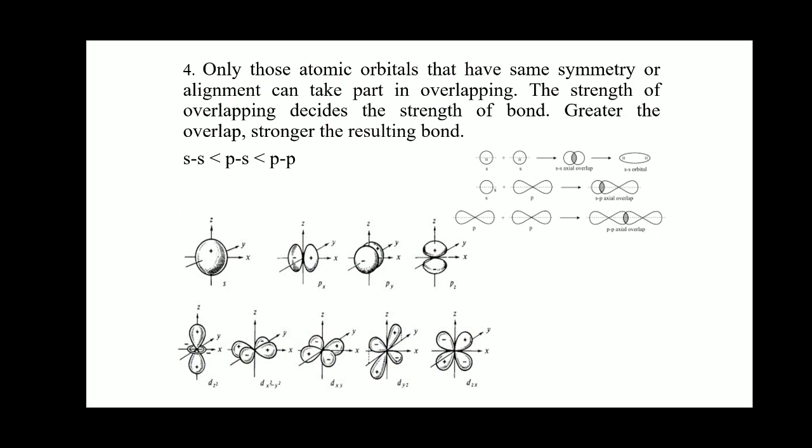So this is atomic orbital overlap. In the first figure, SS overlapping takes place, in which two s orbitals share their electrons and form an SS bond. In the second, there is the overlapping of s and p orbitals, and in the third there is the PP overlapping. PP overlapping is stronger than SP or SS overlapping.